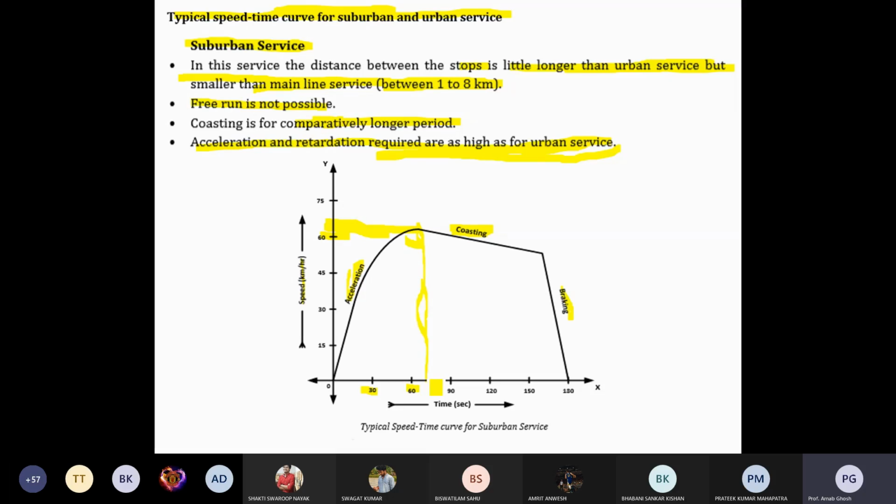Then what happened? For 1 minute, if you calculate the travel distance, the speed is 70 and the time is 1 minute. So you can get how much distance it is: 70 into 5 by 18, you will get in second. Then 1 minute again multiplied with the 60. So you can get how much distance is there. You can calculate it in your copy.